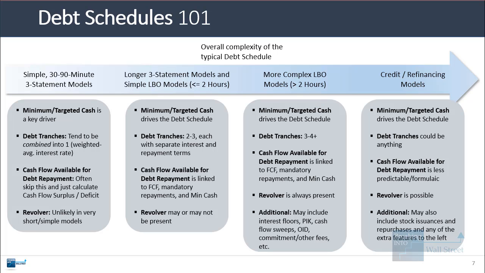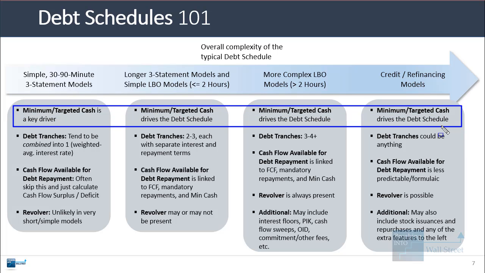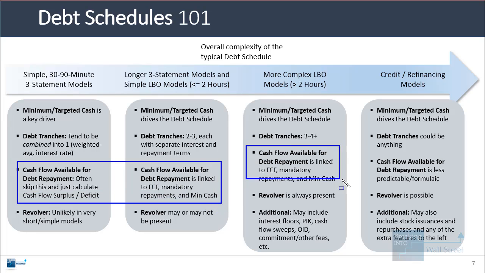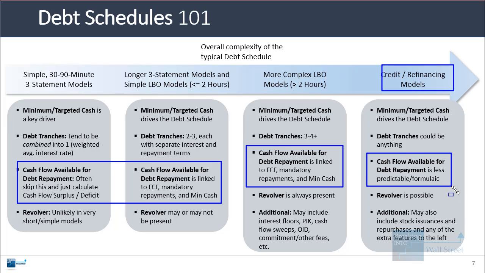One commonality between all of these is that in any type of debt schedule, there's going to be some type of minimum or targeted cash level that drives the schedule or acts as a key driver. The cash flow available for debt repayment is also usually calculated in a pretty similar way. Now, when you get into credit and refinancing models, it's not exactly the same, so it's a little bit less predictable here. But for these first three categories, you almost always calculate this in the same way.